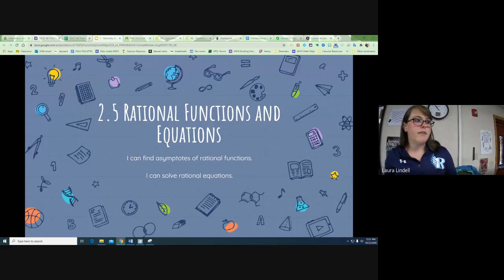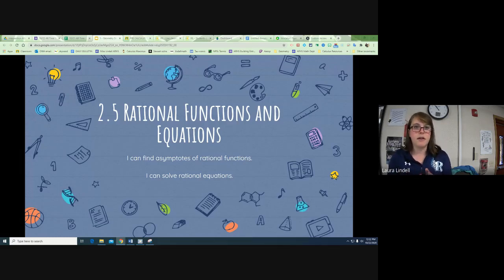So 2.5 is rational functions and equations. What we want to be able to do is find asymptotes for rational functions, which we've already done a little bit of, especially when we were talking about domain and range. But we want to be able to calculate a horizontal asymptote, a vertical asymptote, and an oblique asymptote just from the equation itself. You'll also be able to graph them, but we're going to focus a little bit more on rational functions right now. And then rational equations, we want to be able to solve those as well.